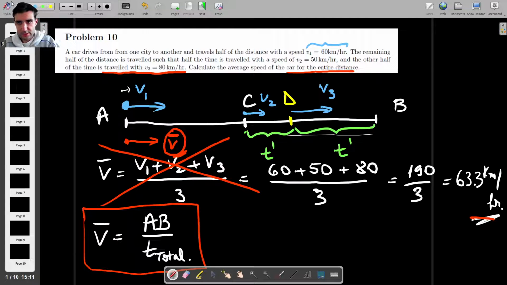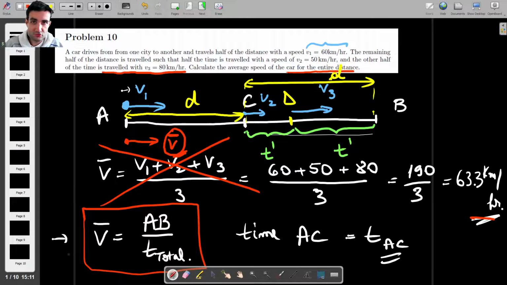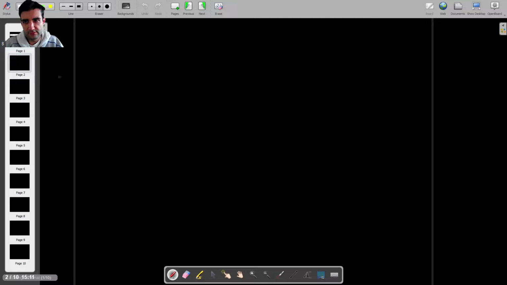Right. Now let's say that the distance from A to C, let's call it lowercase d, which is the same, by the way, as the distance from C to B, because C is right in the middle. So we have d and then we have d again. And let's also call the time that the car takes from A to C TAC, like this. So let's use this formula to start trying to find out what V bar is.